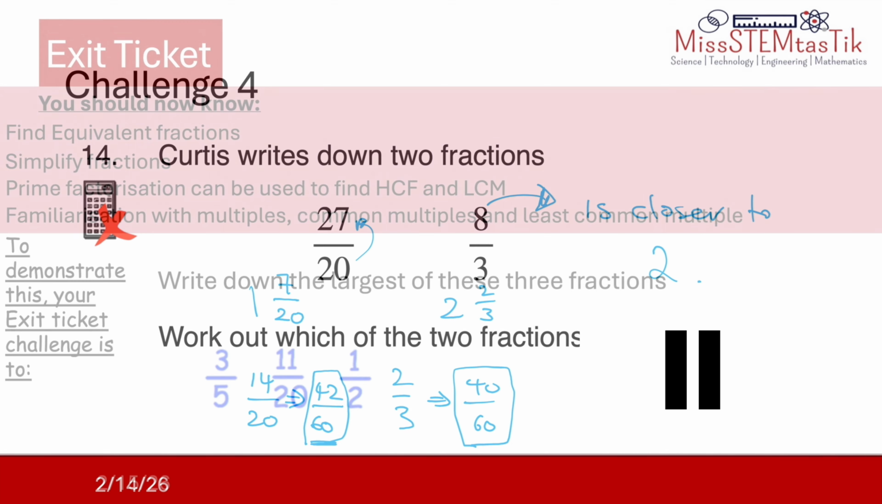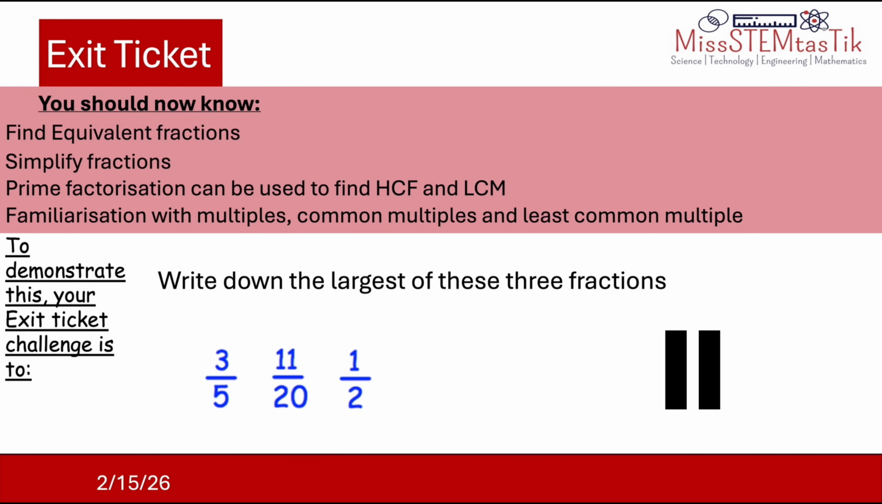I'd like you to pause the screen and have a go at the exit ticket. Write down the largest of these three fractions. So we've got 3/5, 11/20, and a half. 3/5 is the largest, has the largest value.